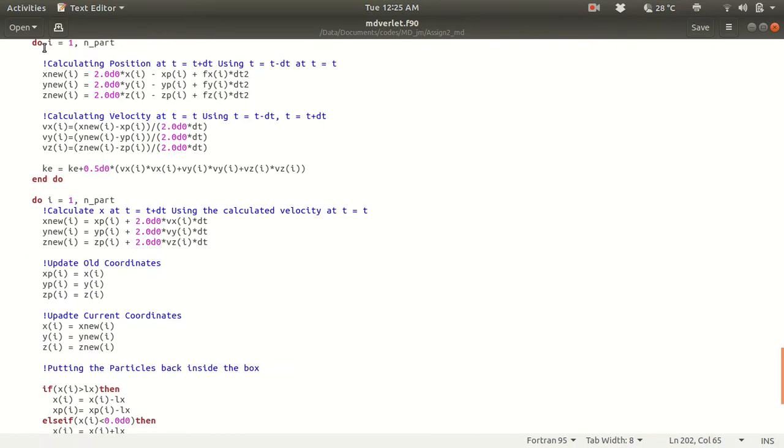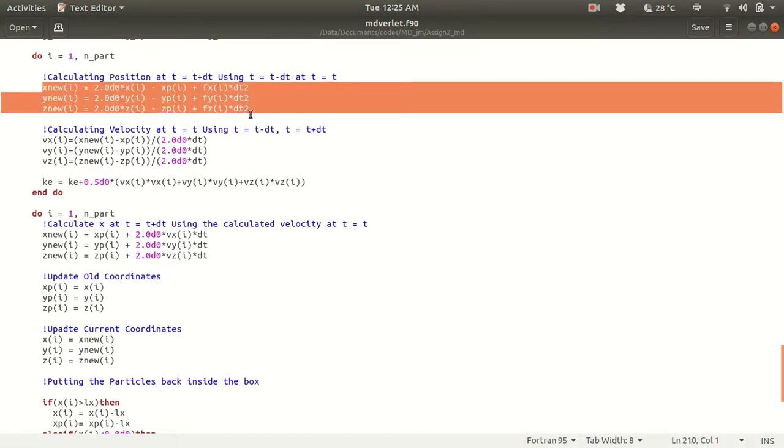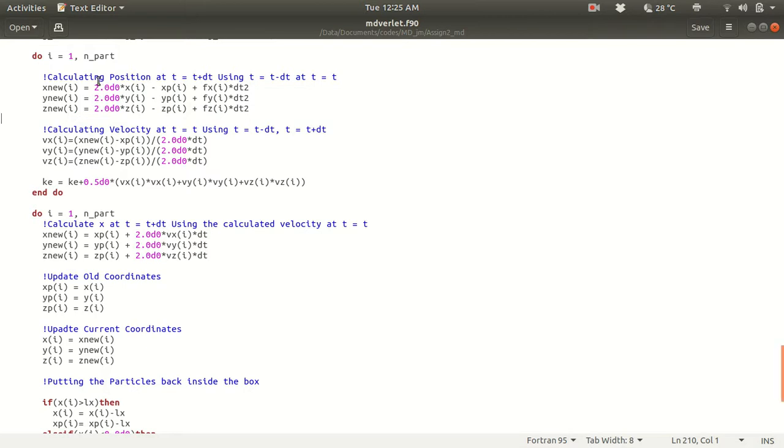Now for i going from 1 to n part, so for all the particles, I am calculating the position at t plus delta t, using t minus delta t and t. This is the formulation of the Verlet algorithm, which I have taken from my earlier lecture, which I have uploaded already. So that is 2.0 into xi, which is the current position, minus xp, the previous position at t minus delta t, plus fxi into dt square. Then similarly y new is 2.0 into yi, which is the current position, minus yp, the previous position, plus the force at the current position.